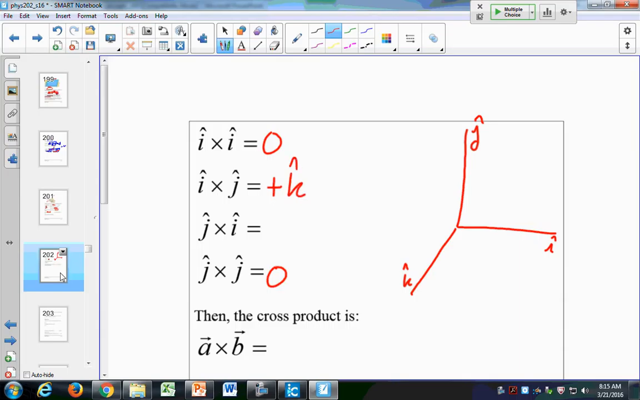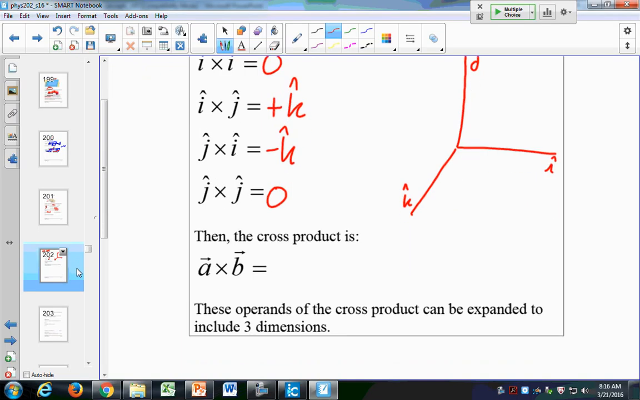And if I flip it and do J cross I, this in the direction of J, this in the direction of I, and then my thumb now goes into the board. So that's going to be in the negative K direction. That's the thing about cross products too, they are not commutative. When we say AB is equal to BA, they do not have that property. So A cross B is equal to the negative of B cross A for cross products. They are not commutative like scalar quantities are.